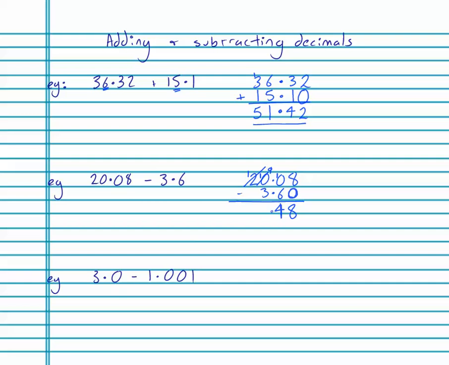So then I've borrowed, I've got 10 minus 6 is 4. Don't forget your decimal point. 9 minus 3 is 6, and 1 minus 0 is 1. We've got our answer.